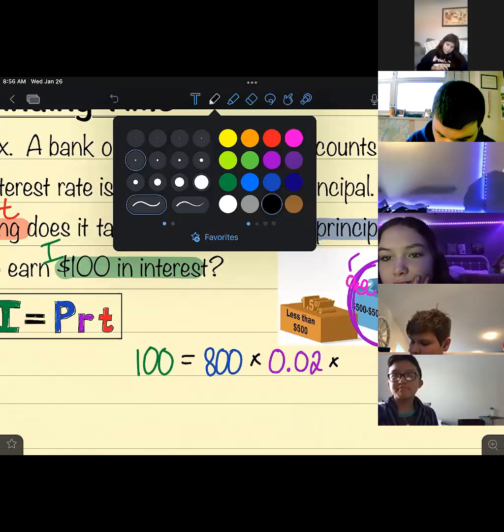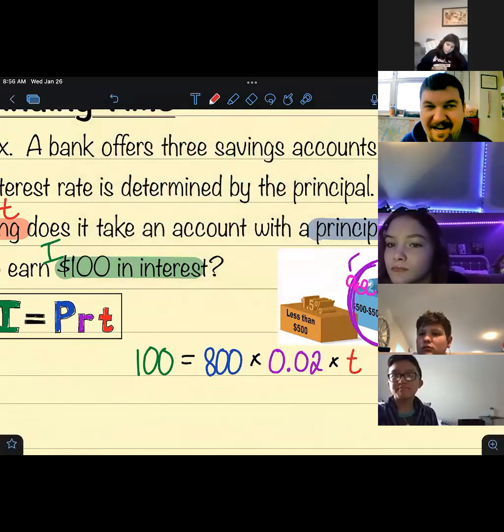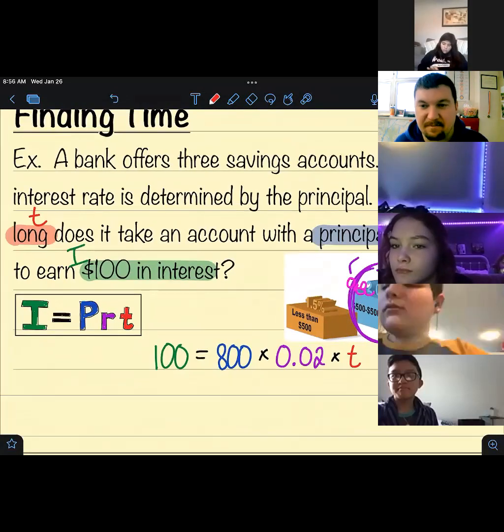And I'm going to stop color coordinating everything because it's taking me so long to write everything down. But it does look nice.